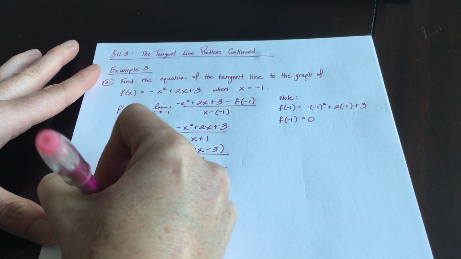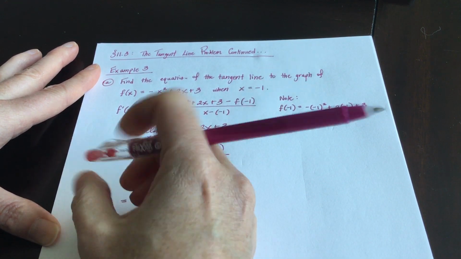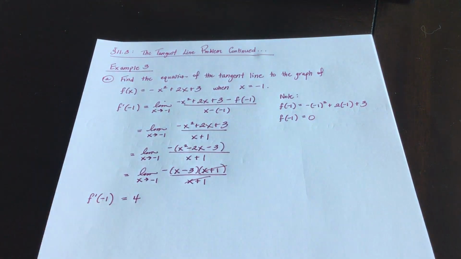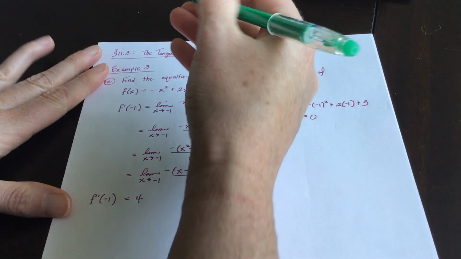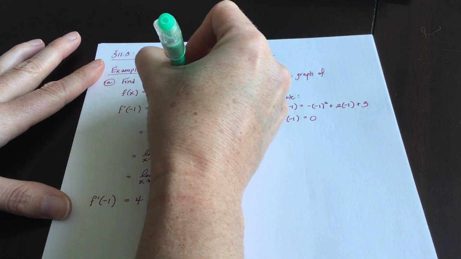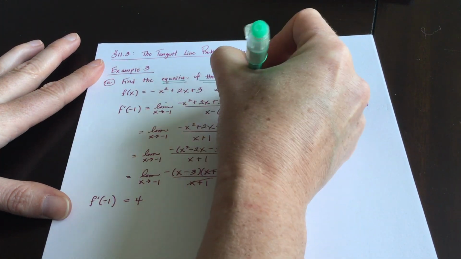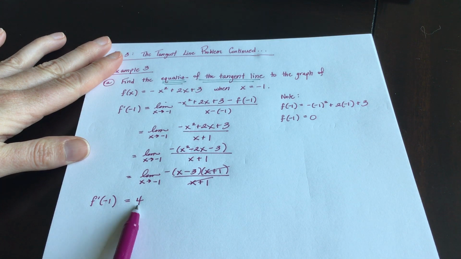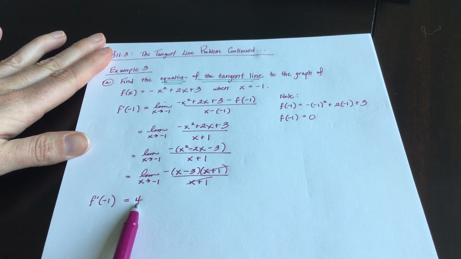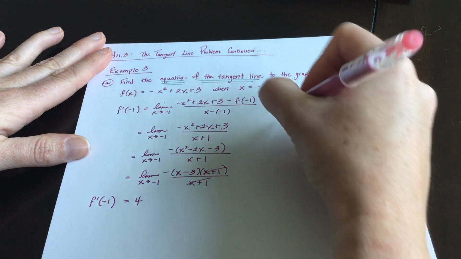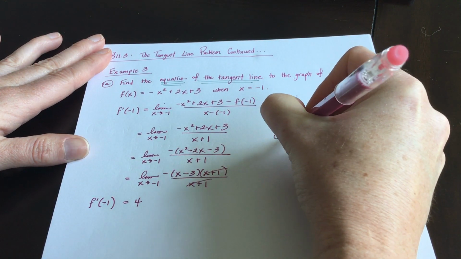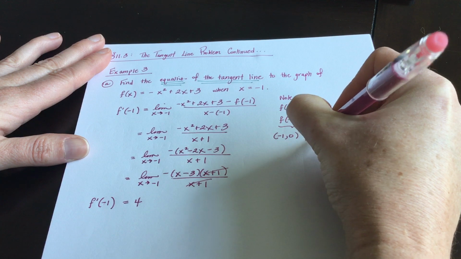So according to my work, the slope of the tangent line to the graph of f at negative 1 is 4. Now, why am I not done yet? Because they didn't say the slope of the tangent line, they said the equation of the tangent line. So now I just need to figure out what the equation of this line would be. So I've got the slope, and wouldn't it be nice if I had a point that's on the line? Well, I do, because right here I would know that negative 1, 0 is what's called my point of tangency.